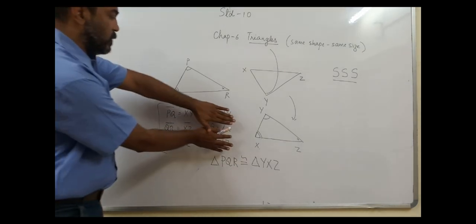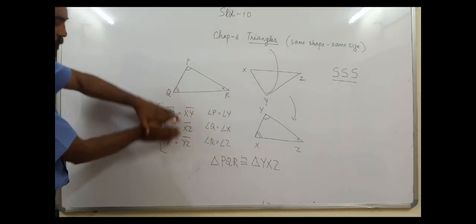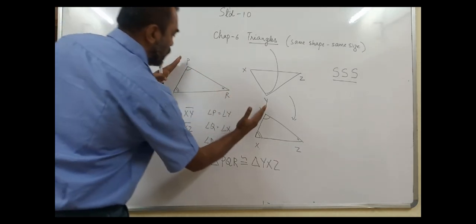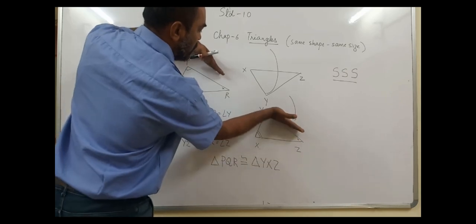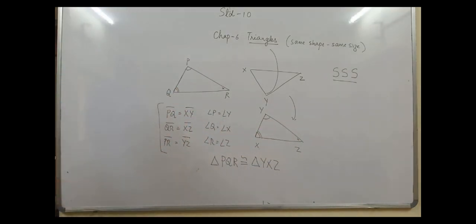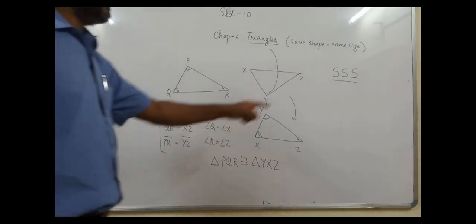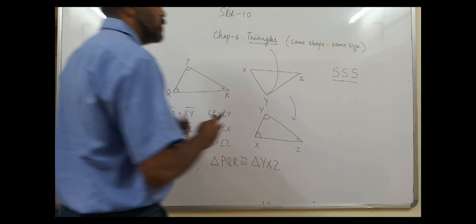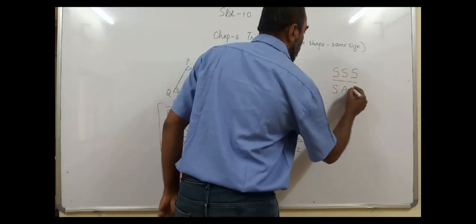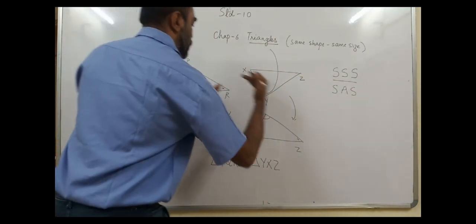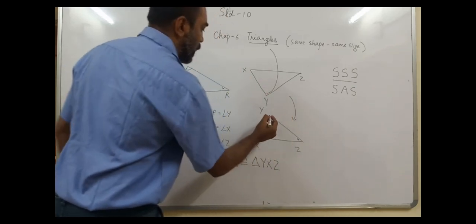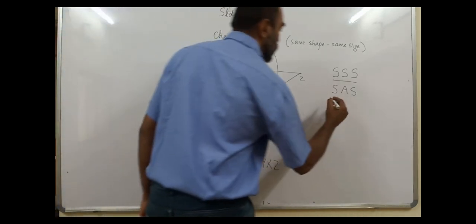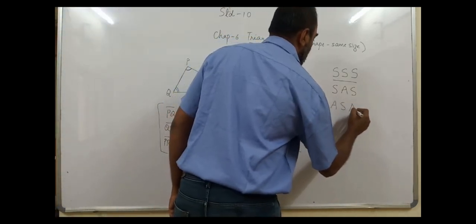So we forget the angles right now. Only look at the sides. If the corresponding sides, this side, this side and this side, are equal, the triangles are congruent. This is called the SSS postulate. And from that postulate we did the theorems. So the theorems were like SAS, which means if two corresponding sides and the angle between them are congruent, the triangle is congruent.